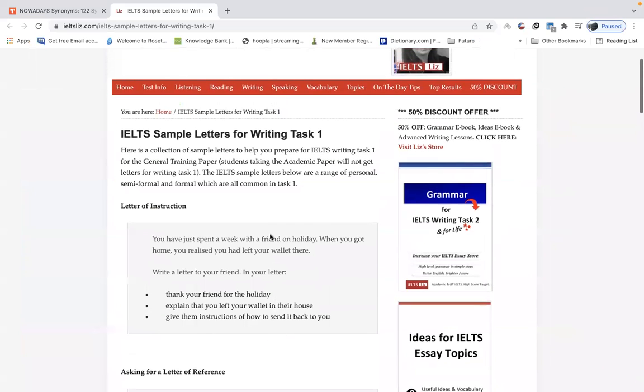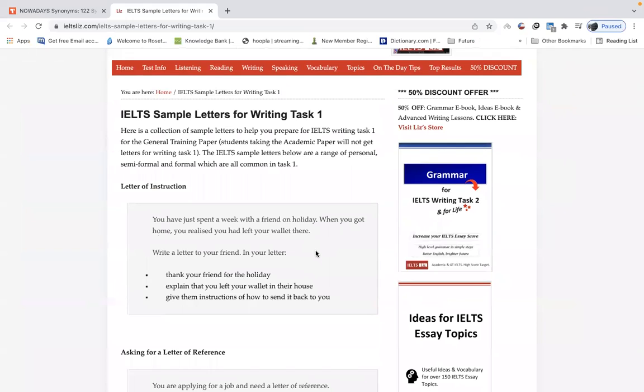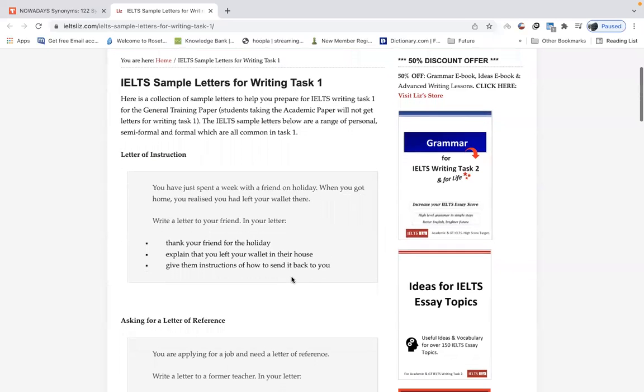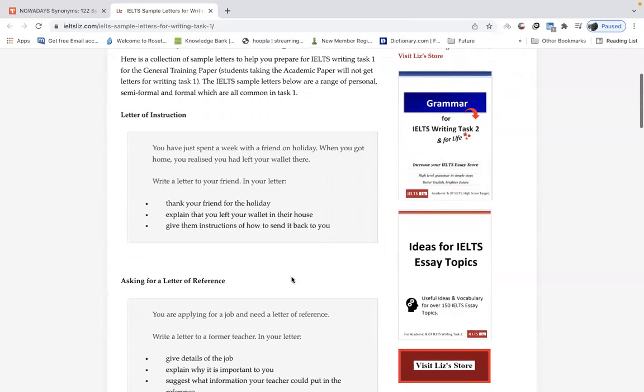All right. So here are sample letters for writing task 1 within the exam. Here's a collection of sample letters to help you prepare for IELTS writing task 1 for the General Training paper. Students taking the Academic paper will not get letters for writing task 1. The IELTS sample letters below are a range of personal, semi-formal, and formal, which are all common within task 1 of the exam.